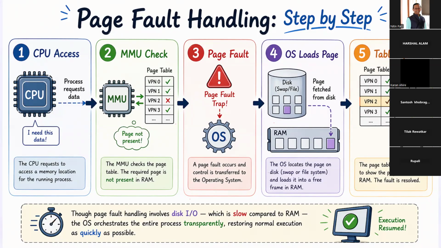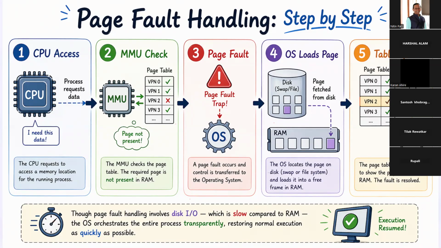Now let us compress everything we learned into a clear end-to-end flow. This is what happens internally every time. Your program accesses the memory. Step 1 is CPU access. The process begins with the CPU. The program issues a memory request. A virtual address is generated. From the program's perspective, everything is normal. Then comes the MMU check. The MMU immediately steps in. It checks the page table and tries to translate the virtual address into a physical one.